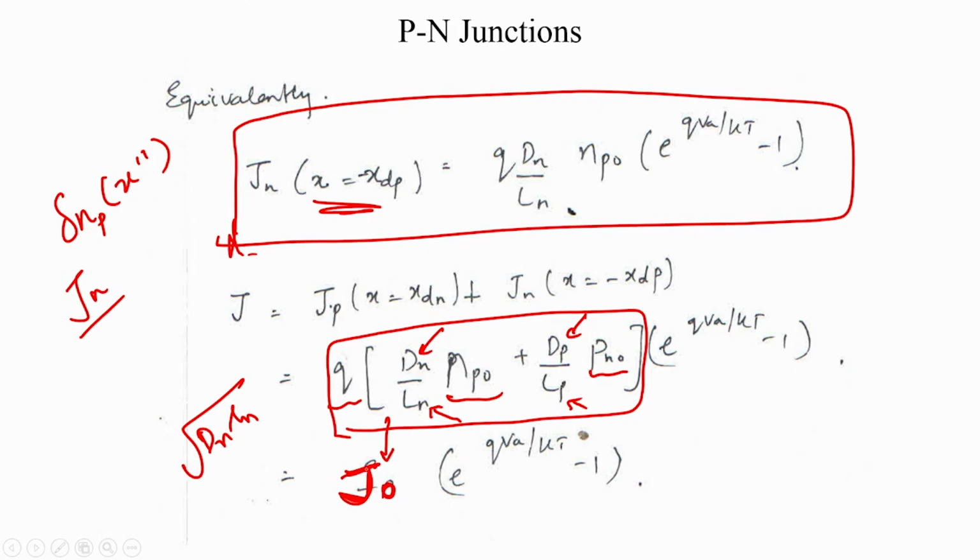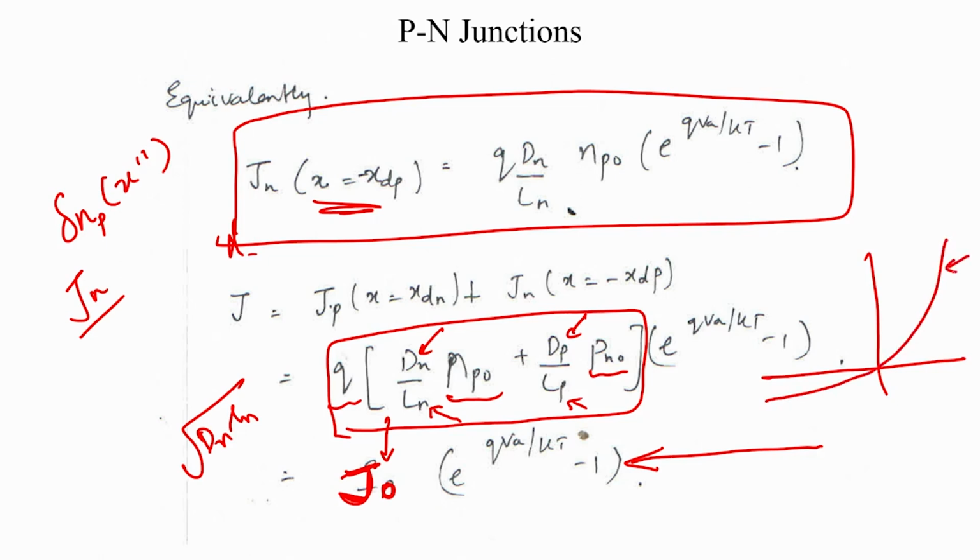So, J is equal to J naught times e to the power q Va by kT minus 1, and this is an expression that most of you will be very familiar with from your high school studies. Okay. So, this tells you that the current in the p-n junction varies like this, it is an exponential relation, and this is the derivation of the current voltage relation.